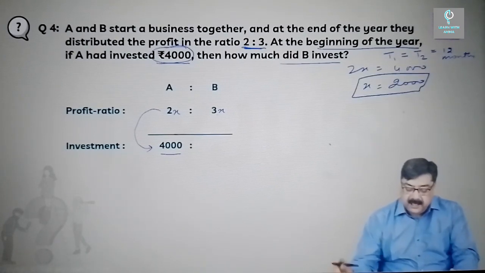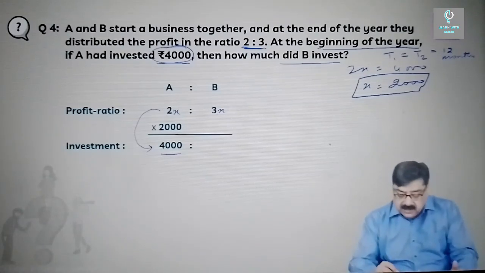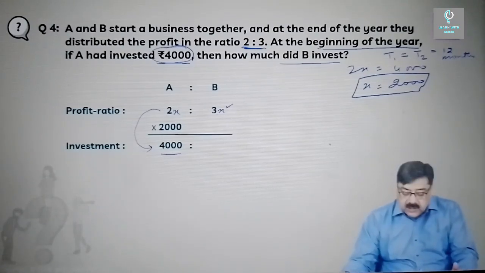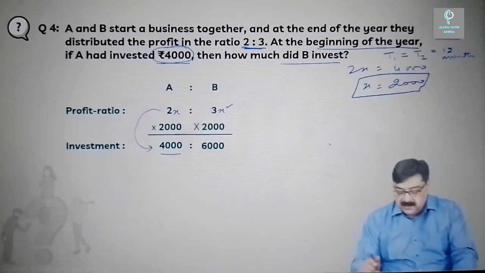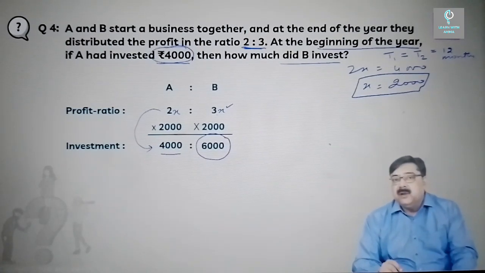Again, we get our multiplier here. So that's how we are arriving at 4,000. Now this multiplier, because the value of x is known here, has to be multiplied with 3, as you can see here, to get 6,000 as the investment made by B at the beginning of the year.